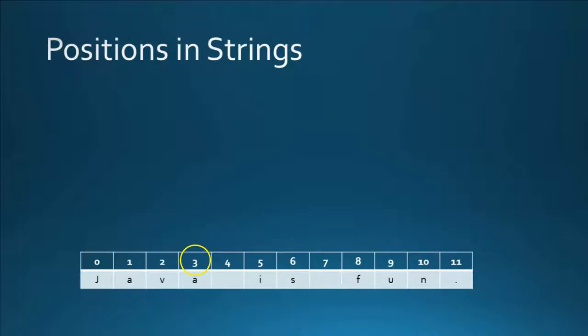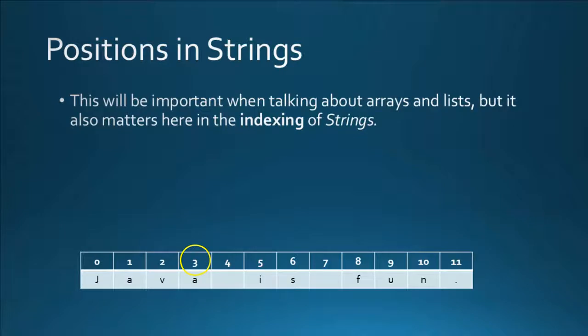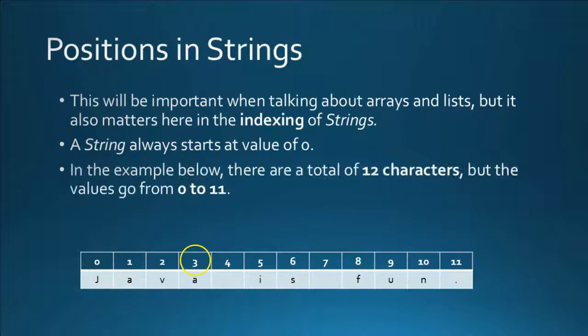Now I want to talk quickly about positions and strings. Here we have "Java is fun.", and you can see I have it laid out with 0 through 11 there. It's important to talk about this, especially when we get to arrays and lists, but it also matters here in the indexing of strings. A string is always going to start at a value of 0. It has to do with how code is handled, and that's something I'm not going to get into right now, with how a string is handled by the machine.